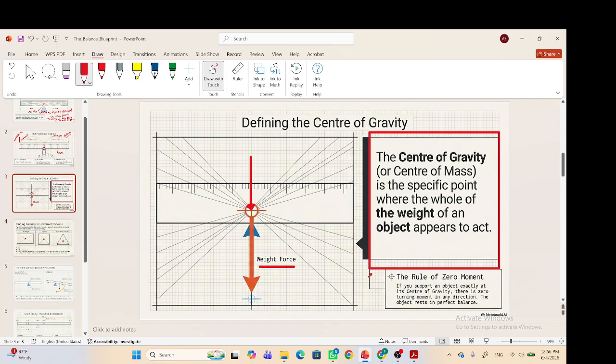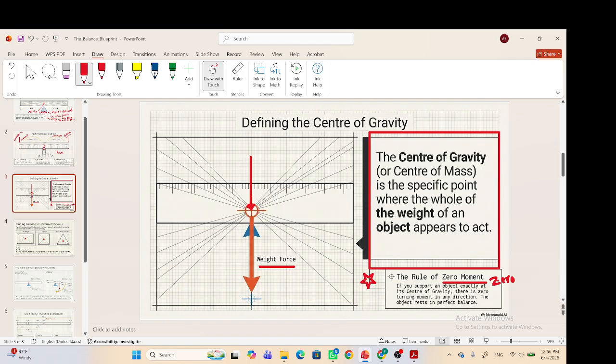And the next point, which is very important that I explained for you, is zero moment. At the center of gravity, what will the amount of moment be? It will be equal to 0. You may keep in your mind that at the center of gravity, the weight is always at its maximum and the moment is equal to 0.